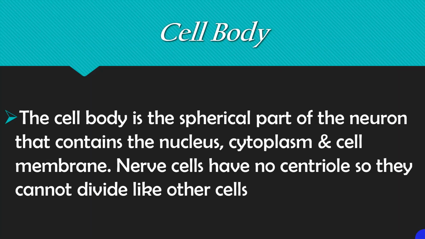So basically, the neuron, which consists of the cell body, can be of different shapes. The cell body is composed of cell membrane, cytoplasm, and nucleus. Nerve cells have no centriole, so they cannot divide like other cells.